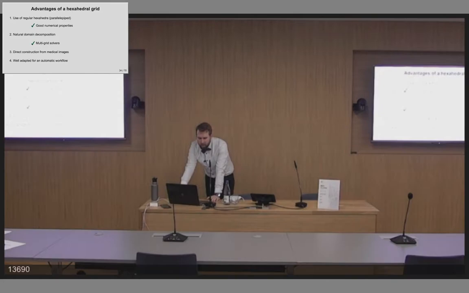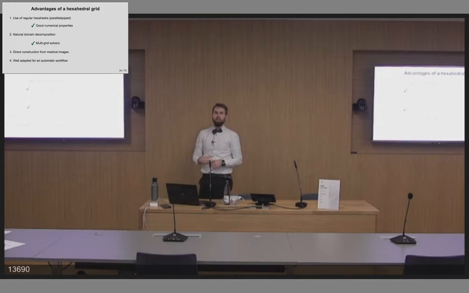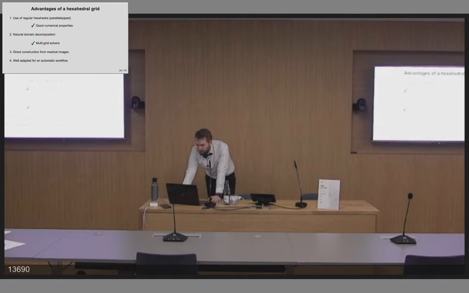So this brings a couple more advantages. First, we got good numerical properties from the regular parallelepiped, so regular hexahedral. We also have a natural extension to domain decomposition, so geometrical multigrid solvers. There's a direct construction from medical images, if you want, that uses voxels. And it is also very well adapted for an automatic workflow, the simplicity criterion that we had at the beginning. It is easy to simply put a mesh and refine it if you want more accuracy, etc.